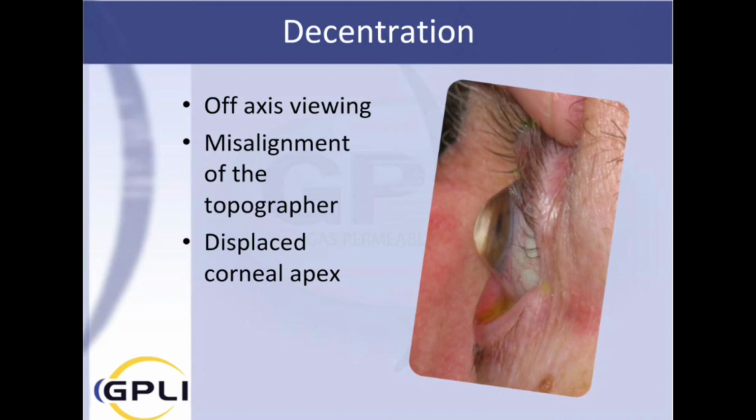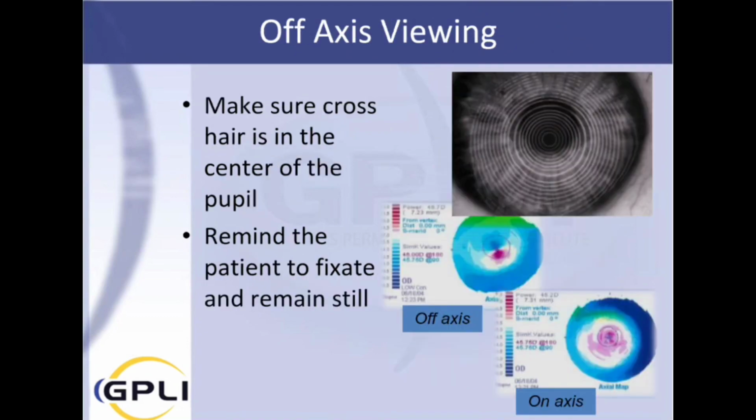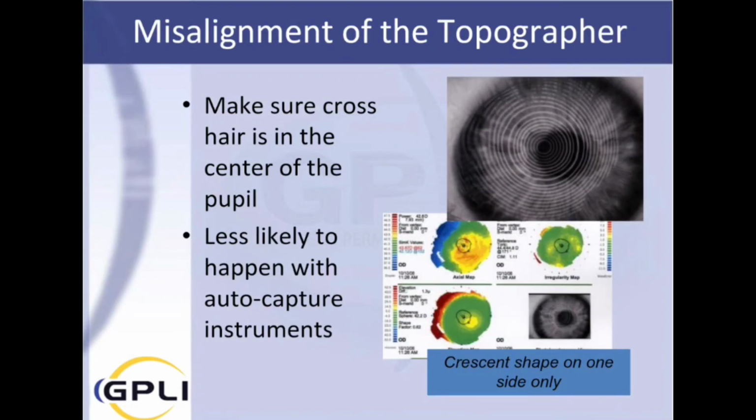Decentration of the image may occur if there's off-axis viewing, misalignment of the topographer, or a displaced corneal apex. If the patient is viewing off-axis, it may look like the patient has keratoconus. In this case, where the patient is fixating slightly up, the axial map looks like subclinical keratoconus. When the patient is fixating straight ahead, the cornea is spherical. Make sure that the crosshairs are in the center of the pupil and remind the patient to fixate and remain still. In some cases, the patient is looking straight ahead, but there is misalignment of the topographer.